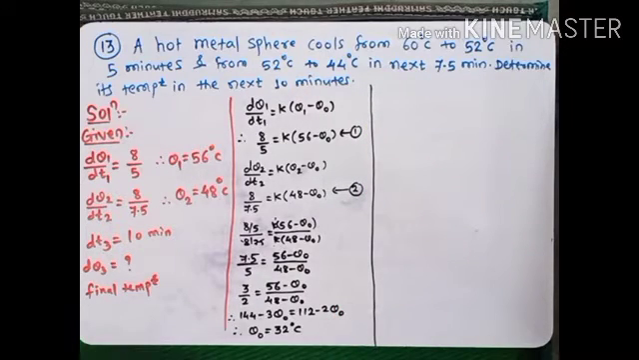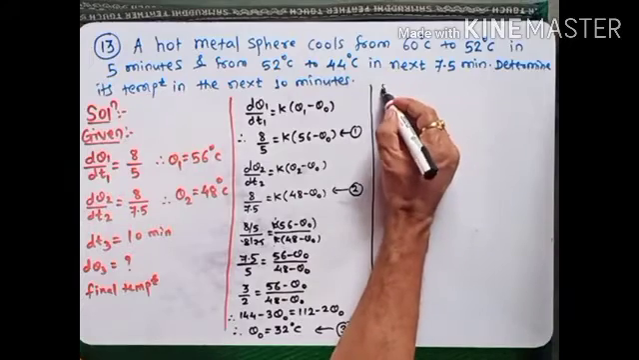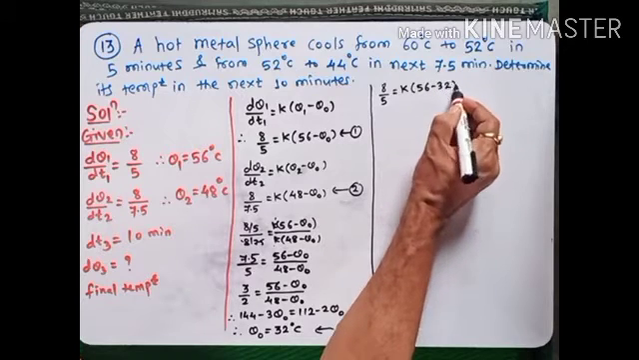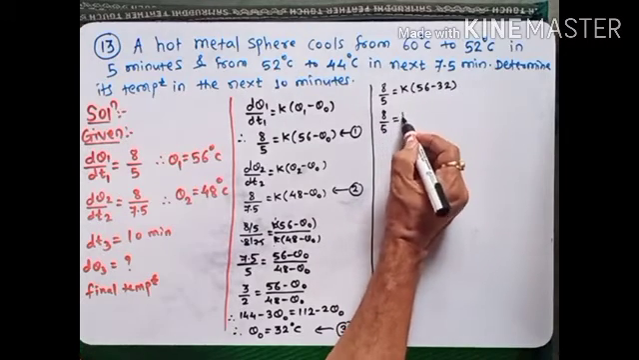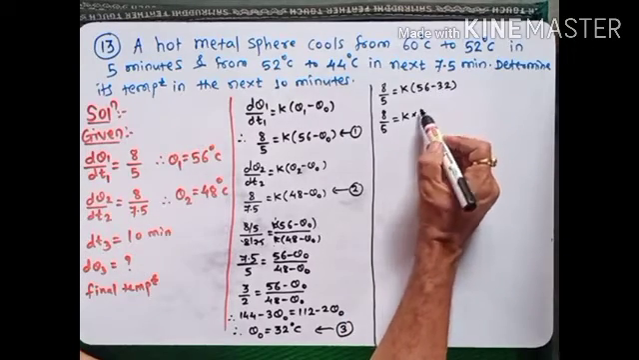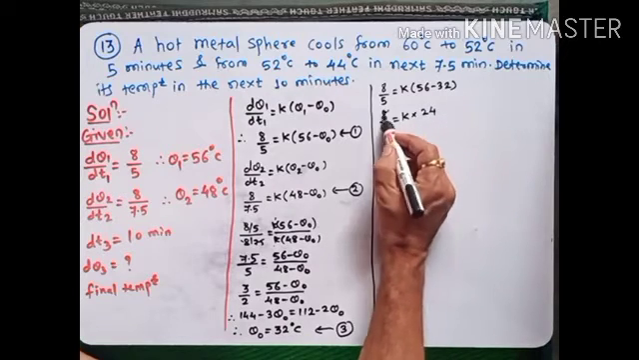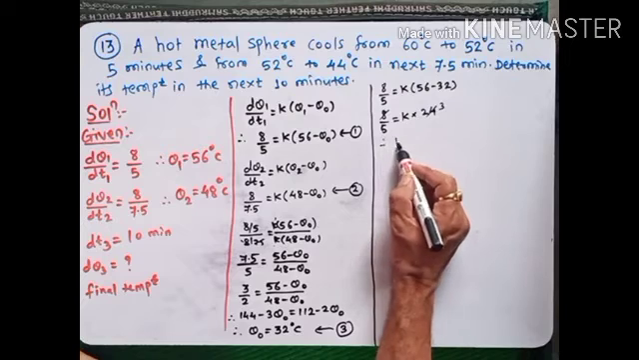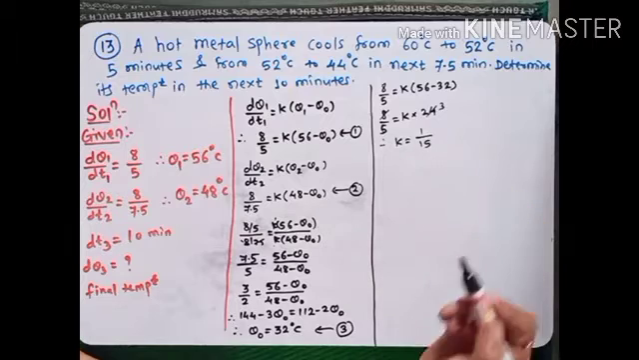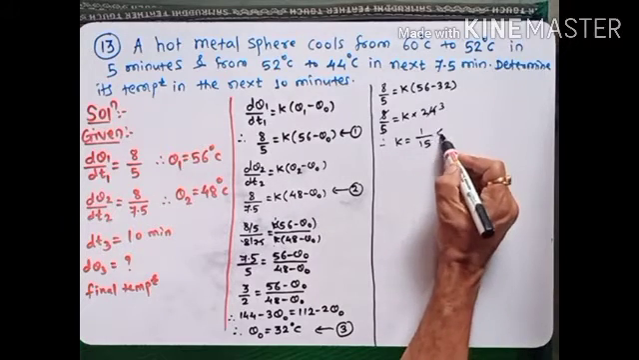Now, whenever the temperature of the surroundings is known, we can obtain the value of K. Suppose this is equation number 3. We put the value of theta 0 from equation 3 in equation 1. We get 8 by 5 is equal to K into 56 minus 32, that means 24. So 8 by 5 is K into 24, and therefore K is equal to 1 upon 3 into 5, which means 1 upon 15. This is the value of K. Suppose this is equation number 4.